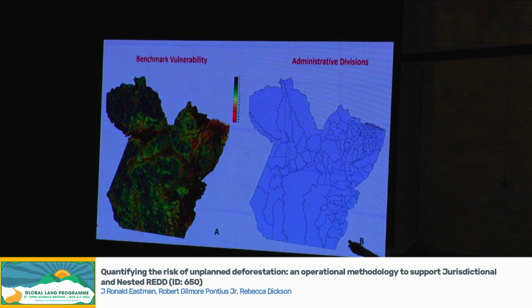That's what you're seeing on the left here. That's your 30-class vulnerability map based upon a single explanatory variable. And I know your minds are thinking, why just a single variable? We'll get to the other variables, okay? But this is the benchmark.